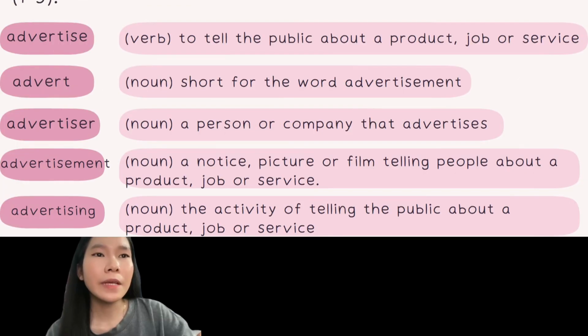The answer to exercise 4. Advertise is a verb: to tell the public about a product, shop, or service. Advert is a noun, short for the word advertisement. Advertiser is a noun: a person or company that advertises. Advertisement is a noun: a notice, picture, or film telling people about a product, shop, or service. Advertising is a noun: the activity of telling the public about a product, shop, or service.